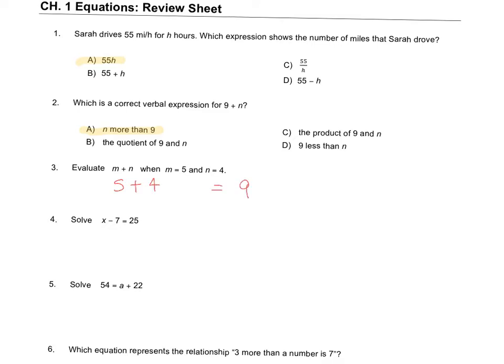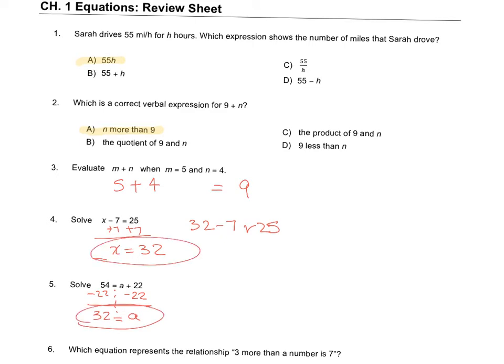Evaluating the expression given the values, you're just plugging it in. Number 4, to undo, you add 7 and you get x is equal to 32. And you could check your work by doing 32 minus 7 and you get 25, and so you know that it's correct. Number 5, you're going to subtract 22 from both sides. 4 minus 2, 5 minus 2, a is equal to 32.